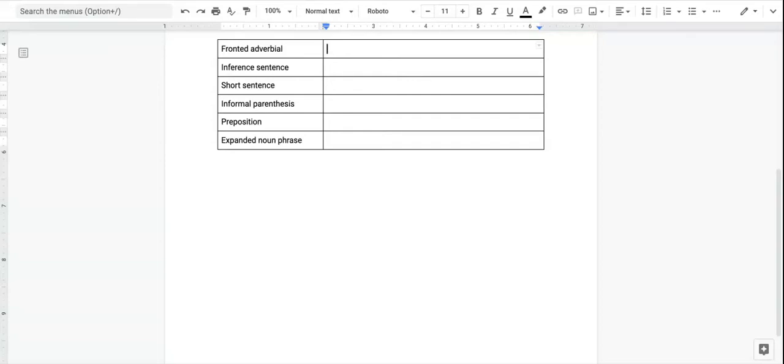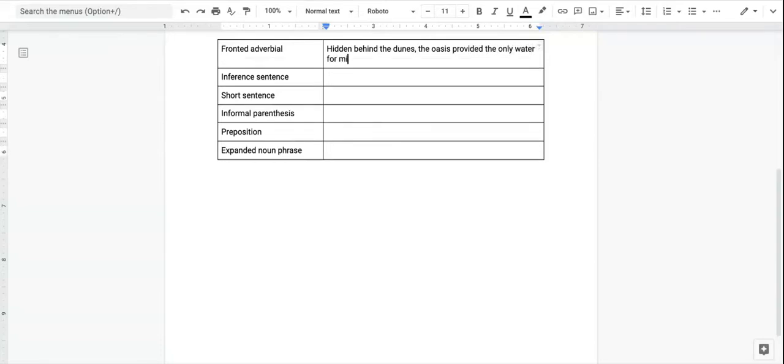So my first sentence needs to have a fronted adverbial. Fronted adverbials go at the start of a sentence, and they give you more description on maybe where something is happening, when it's happening, or how it's happening. I think for mine, I'm going to talk about where we are. So I'm going to say, hidden behind the dunes. And that's my fronted adverbial, so I need a comma after it. The oasis provided the only water for miles around. So I've started quite generally telling my reader where we are.